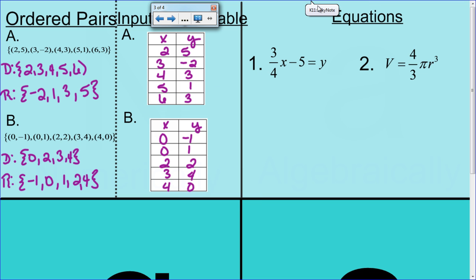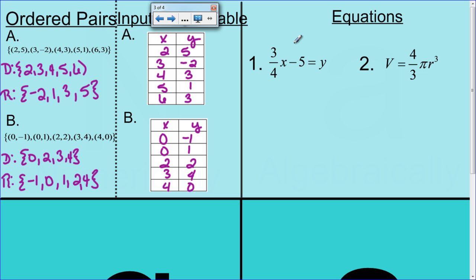And so the first equation looks like this. We have 3/4 x minus 5 equals y. Well, that equation is an equation that we would see. We're going to talk about the different parts of it in a few days. But because this is written as y equals, and then we have a 3/4 x plus 5, we should automatically know this is a function.